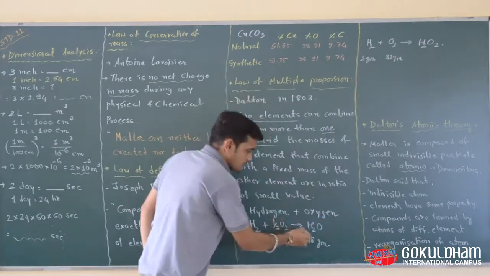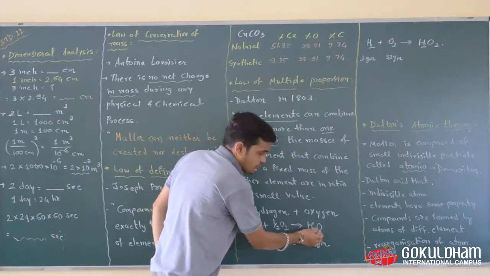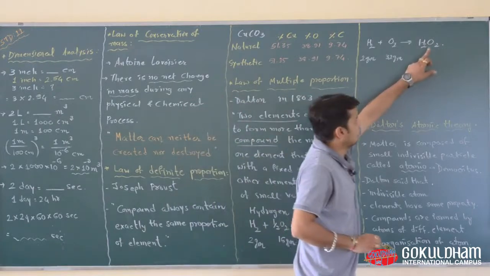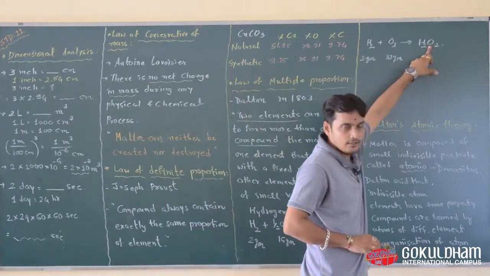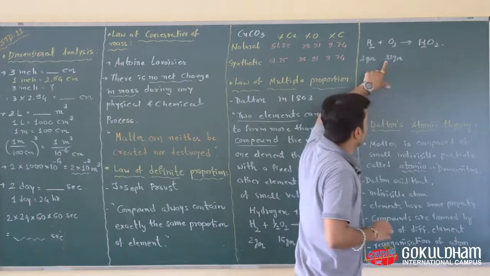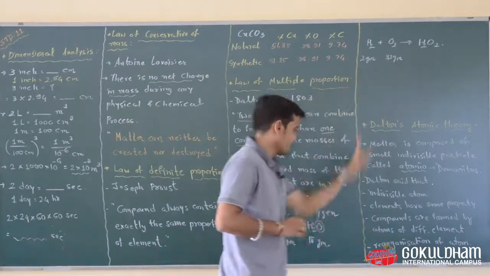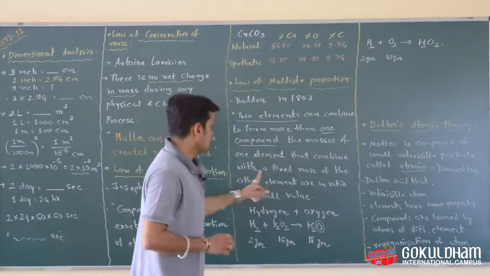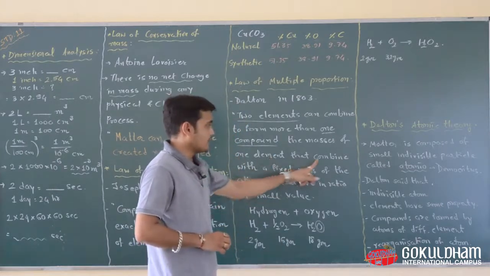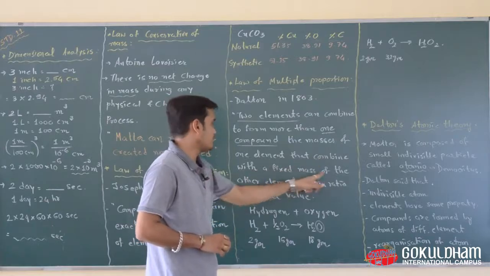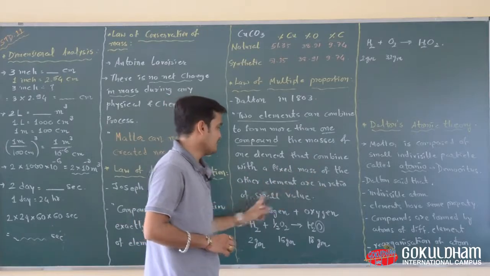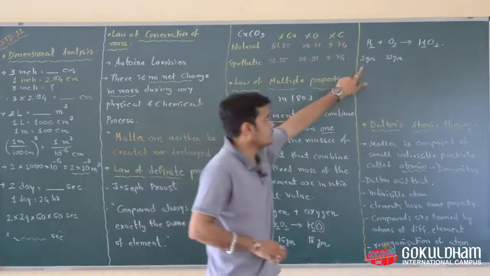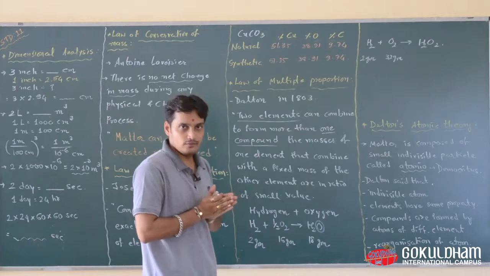See, in formation of H2O, you required only one oxygen, but in the formation of H2O2, you required 2 oxygen atoms. So here we have to take 32 gram and over here we have to take 16 gram. So one element that combines with fixed masses of the other element are in a ratio of a small value. So 2 gram and 2 gram are the same weightage ratio.